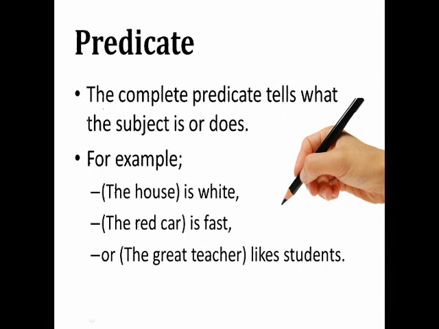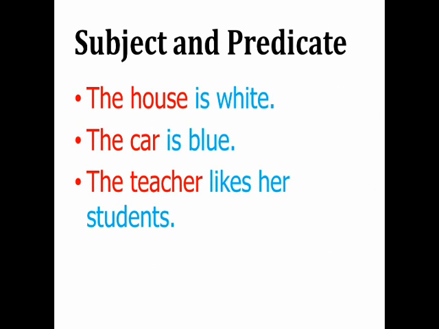Next up, we have the predicate. The second part of a sentence is the predicate. It tells what the subject is or does. For example, the house is white, the car is fast, or the great teacher likes students. Now, in a complete sentence, you have the house, the car, the teacher. Those are your subjects. And you also have is white, is blue, likes her students as your predicate. It comprises the entire sentence. This is an example of a simple sentence.